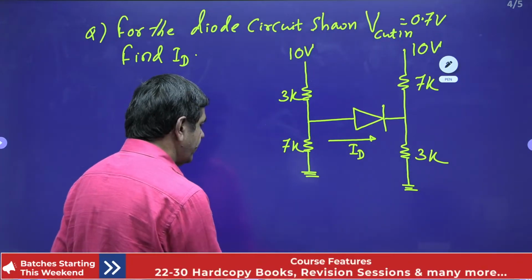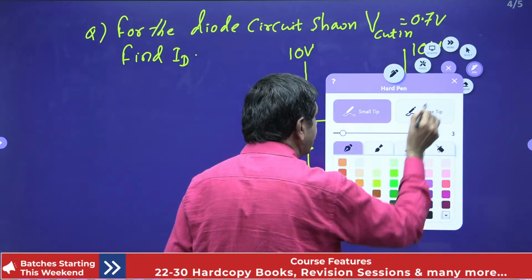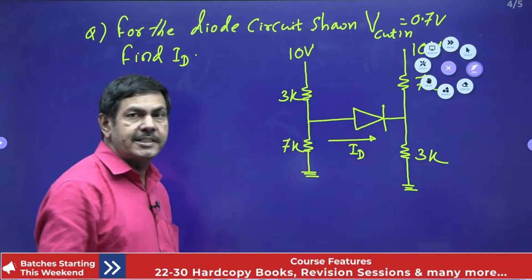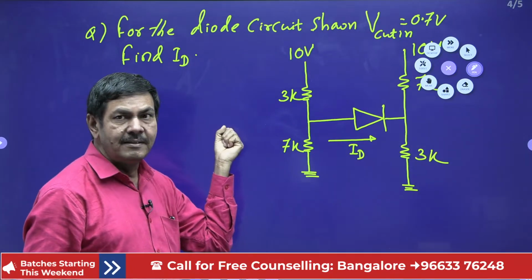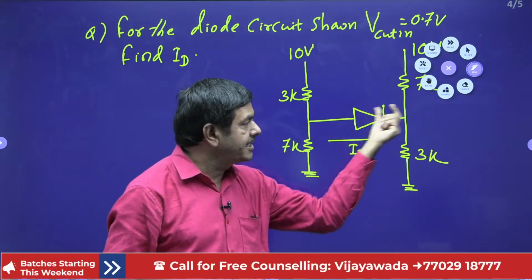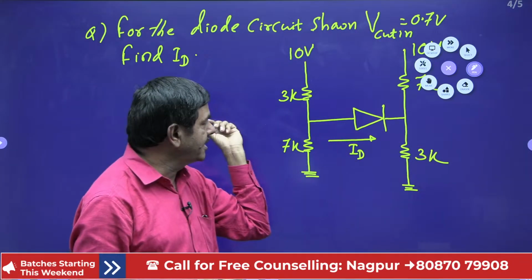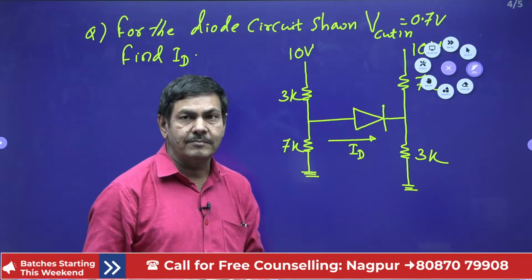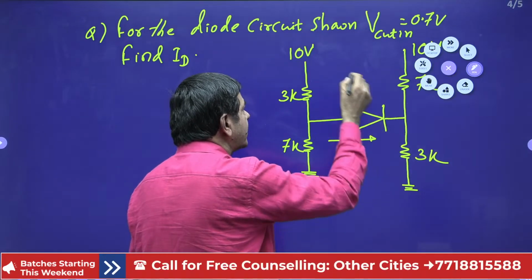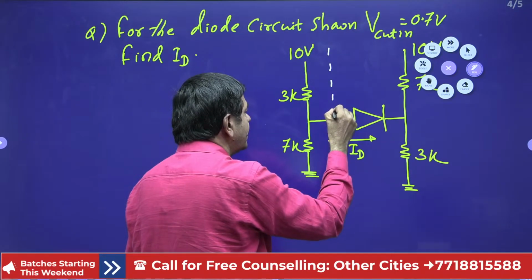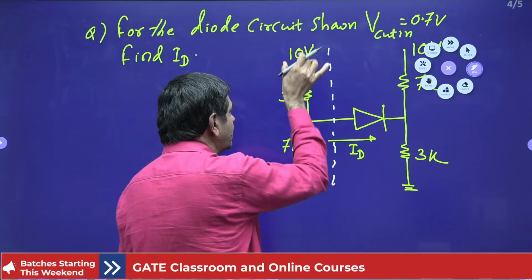What way can we do here? By using Thevenin's theorem, you find the equivalent circuit on this side. By using Thevenin's, you find this equivalent circuit. You form the Thevenin's equivalent circuit on this side, leaving the diode unconnected for now. Initially you must take this as an open circuit. This is totally open circuit. I considered only this circuit.